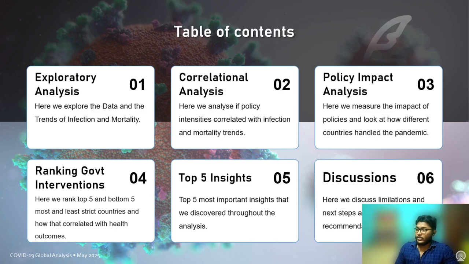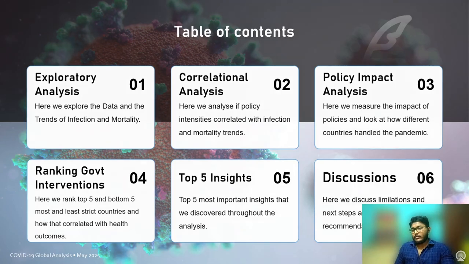Next, we looked at the exploratory or descriptive analysis, and we explored the data and the trends of infection, mortality, R rate, and other things. We'll dive deeper into that in later slides. And then we moved on to the correlational analysis, then the policy impact analysis, and finally the ranking of government interventions and how effective they were. Then we listed the top 5 insights that we generated from this project, and then we discuss the limitations, future plans, next steps, and recommendations with a conclusion.